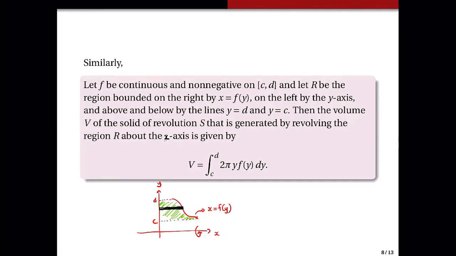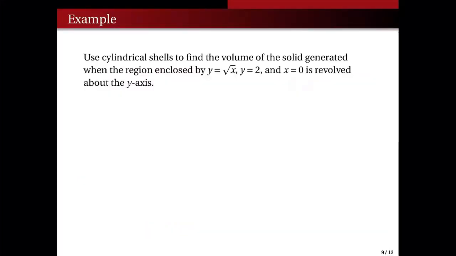So let us consider some examples. And I hope with these examples here, we will be able to understand this method more. Use cylindrical shells to find the volume of the solid generated when the region enclosed by y equals square root of x, y equals 2, and x equals 0 is revolved about the y-axis.